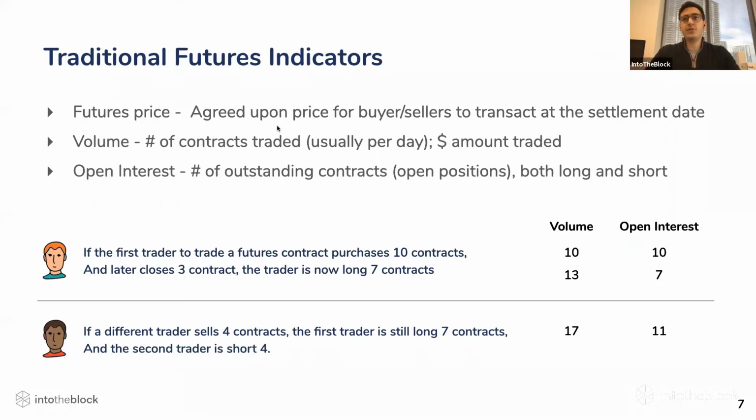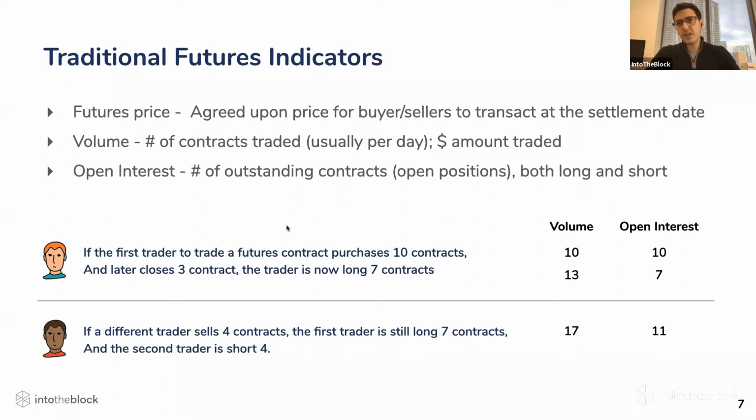Well, of course, the futures price is the one most people look at. It's essentially just the price the two parties agree to transact the contract. There's the volume, which in traditional markets is measured as the number of contracts traded per day. And it can also be measured as the dollar amount traded. And there's the open interest, which is the number of outstanding contracts, essentially the number of open positions.